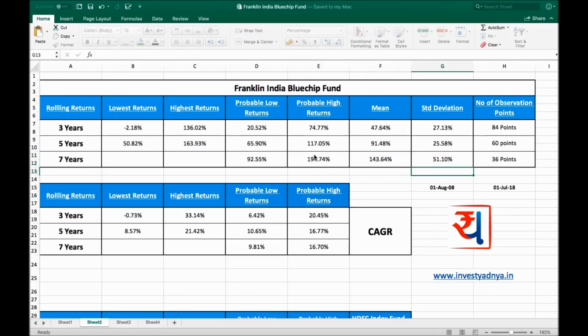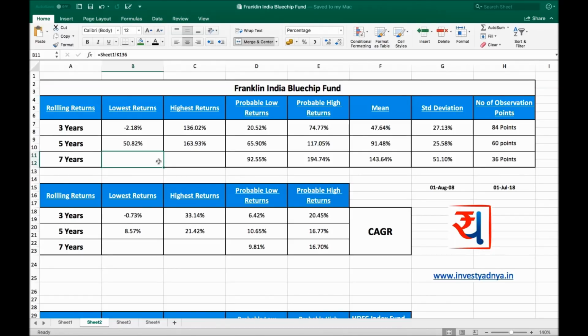And probable high returns are mean plus standard deviation, which is 194.74%. If we convert this number into CAGR, 194.74% will become 16.70%. So that is the probable range. Now we will see the lowest return parameter and highest return parameter.